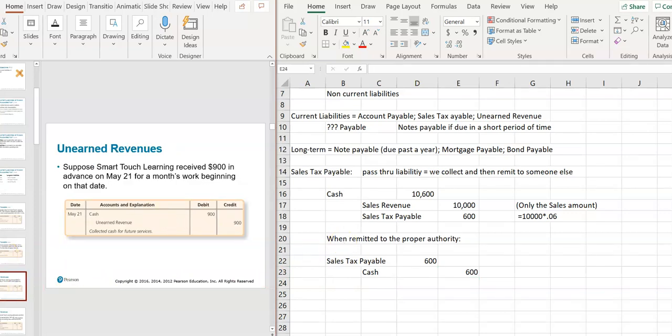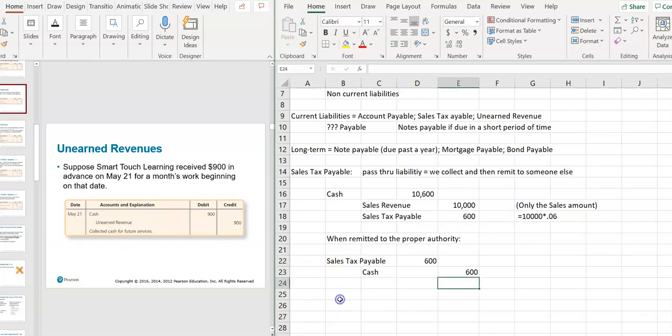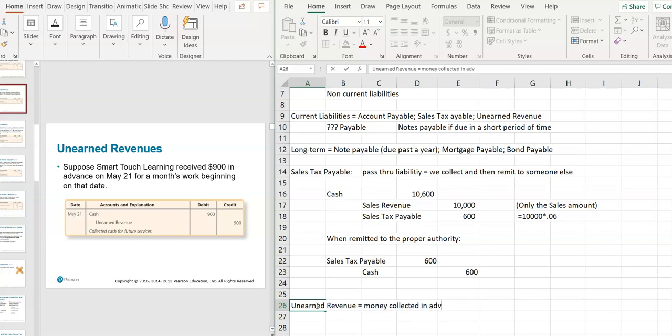All right, next one up, unearned revenue. We have done this one. We've had this one before. Remember that unearned revenue is money collected in advance of earning it. So you have not yet provided the service or the product.